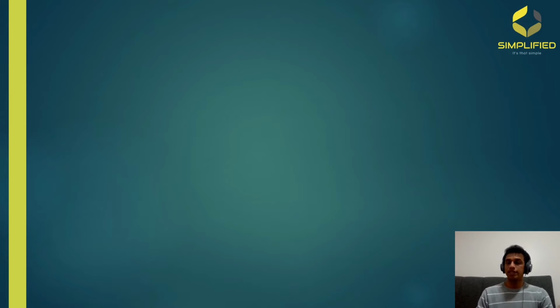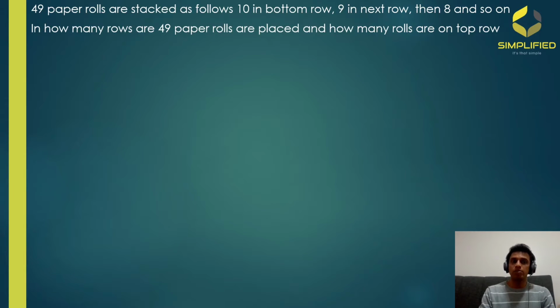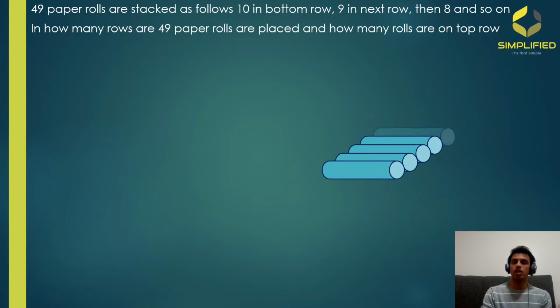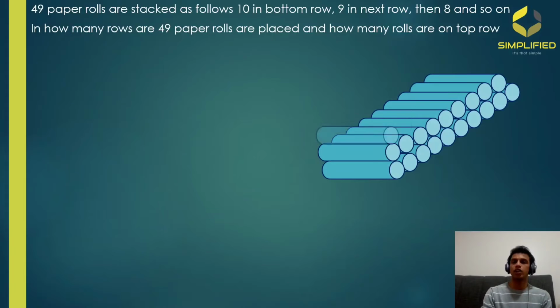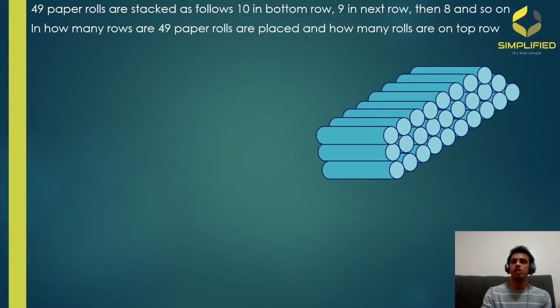So next question, this question might be a bit challenging for you, but the question is very simple. 49 paper rolls are stacked as follows. 10 paper rolls in the bottom row, 9 in the next row, that means the second row, and 8 on the third row, and so on. In how many rows are the 49 paper rolls placed and how many rolls are on the top row?